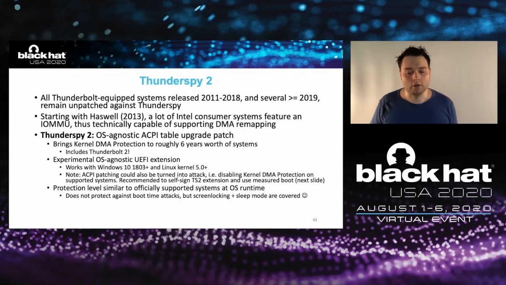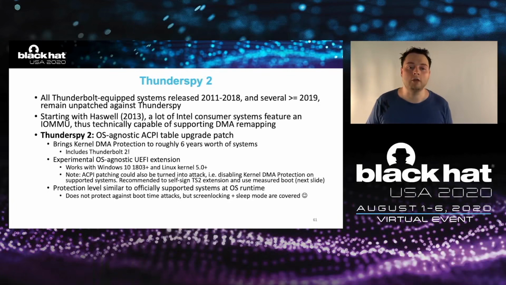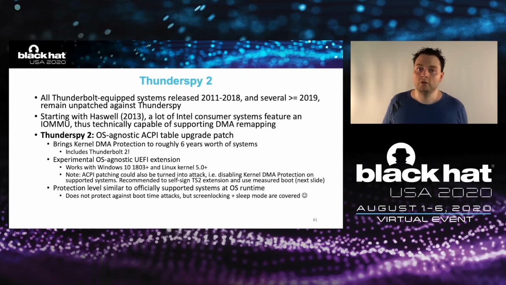This really didn't make sense to me because a lot of these systems feature an IOMMU, so technically they are capable of supporting DMA remapping. So what we're releasing today is Thunderspy 2, which is not an attack, but a proof-of-concept protection that brings Kernel DMA Protection to roughly 6 years' worth of systems. It includes all systems that have an IOMMU, including if they provide Thunderbolt 2. The first implementation that we'll be releasing is an experimental UEFI extension. Just drop it in on your EFI system partition, and it will work with Windows 10 and recent Linux kernels.